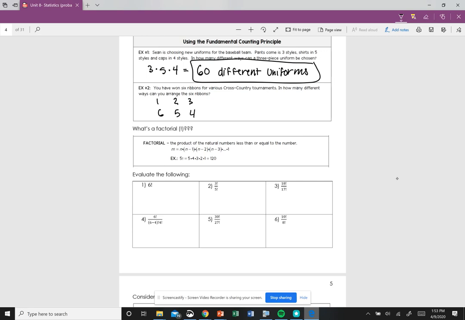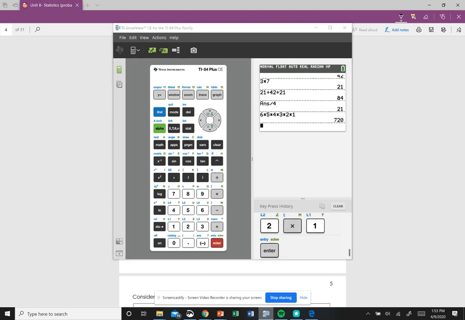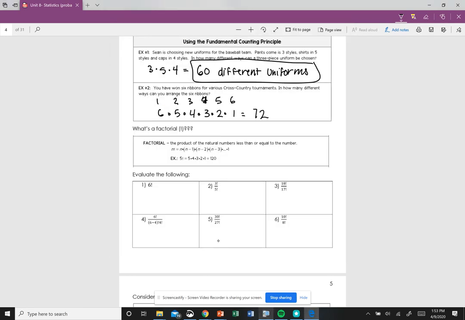How about the fourth item? Well, then there's 3. Fifth item, 2. Sixth item, there would only be 1 left, right? So we do 6 times 5 times 4 times 3 times 2 times 1. So I'm going to pull out my calculator because there's no way I'm doing that by hand. And I do 6 times 5 times 4 times 3 times 2. And then if you really want to, you can do the times 1. And I get 720 ways. That's insane. That's a whole lot of ways.